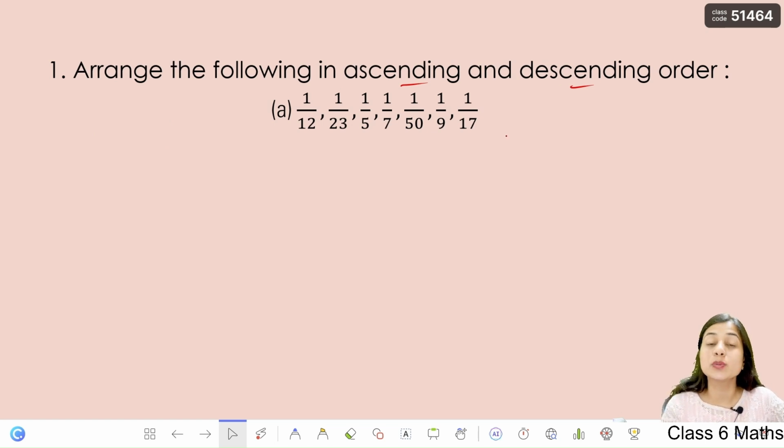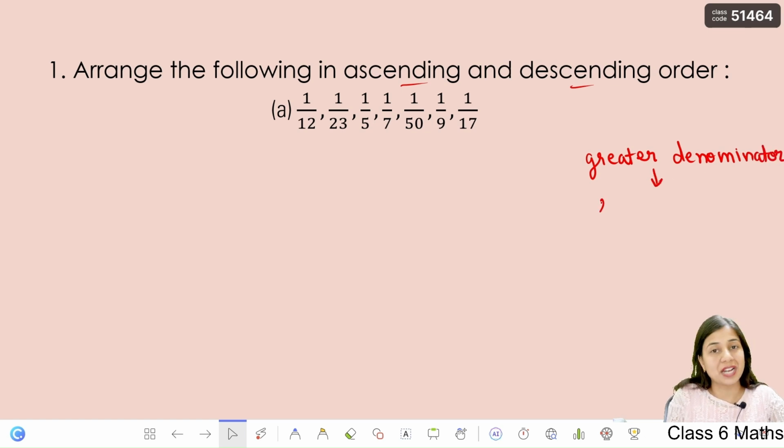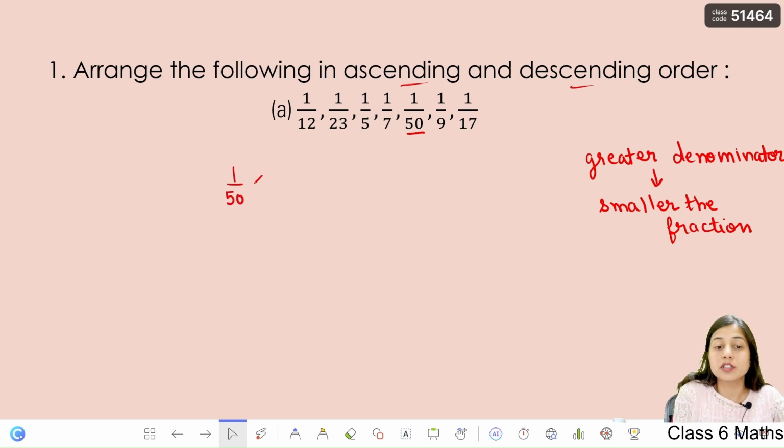So ascending order is when we write the smallest fraction first. And here we can clearly see these are unlike fractions with the same numerator. And we just discussed that the greater the denominator, the smaller the fraction. Following this rule, we can see that 50 is the greatest here. So that is the smallest one. So 1 by 50 is the smallest fraction.